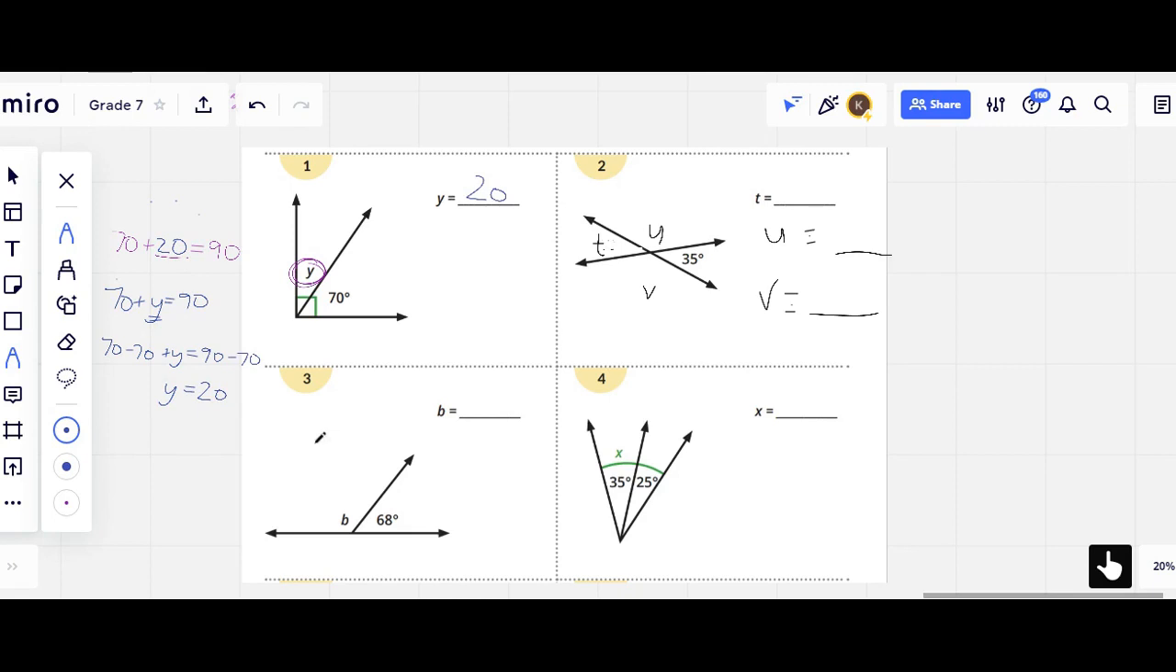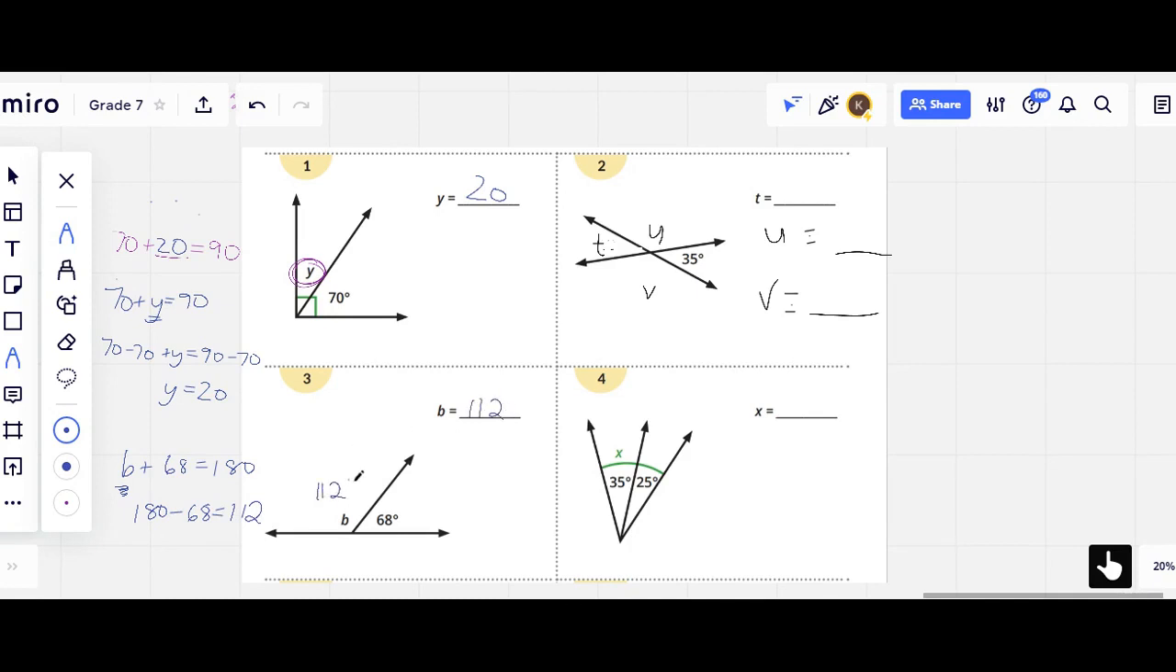Okay, for this second one down here, I guess it's number 3, but thinking of it as a second one, we've got b plus 68 is equal to 180. These are supplementary angles together. Together they make a straight line. So if I want to figure out what I have to add to 68 to get 180, we can subtract 68. So 180 minus 68 is going to be 112.